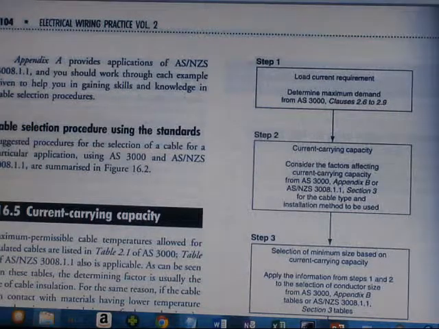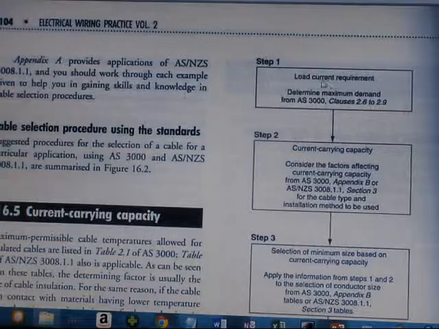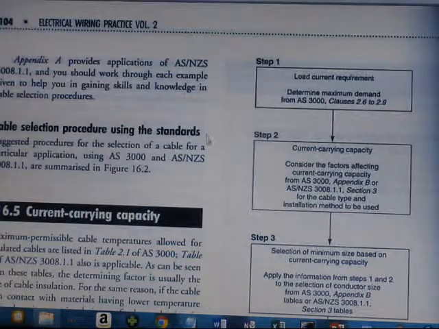Now we are talking about how to select the cable size. In the electrical wiring system, we need to select the cable size. In this case, we have to follow the cable selection procedure, using the standards. The Australian standard AS3000 is utilized.